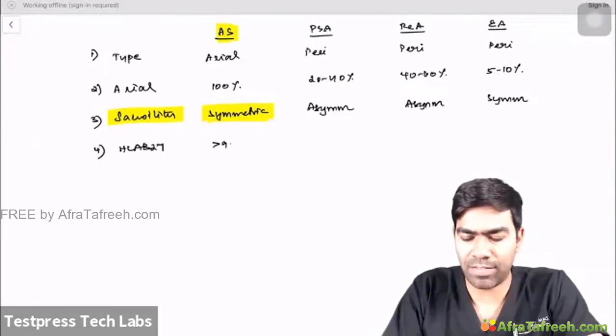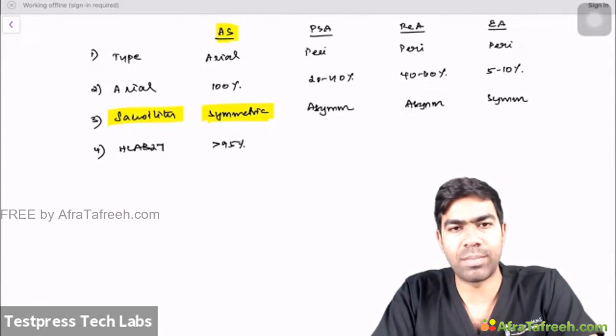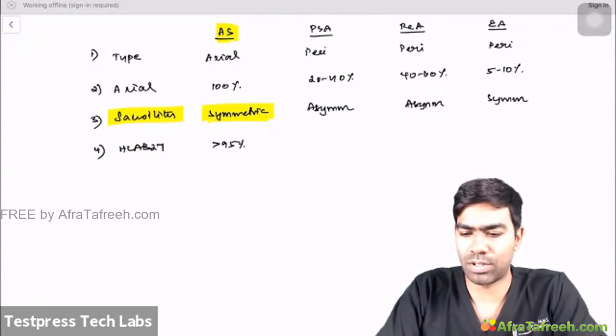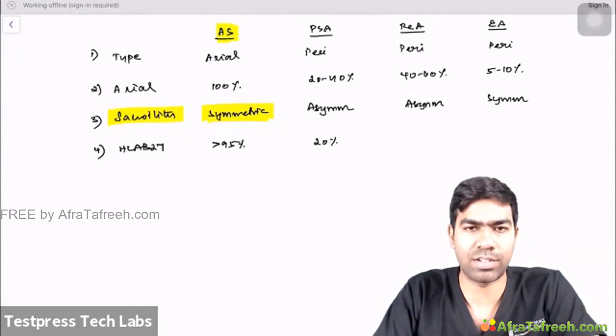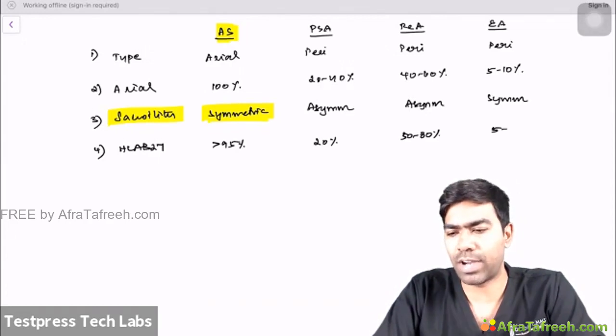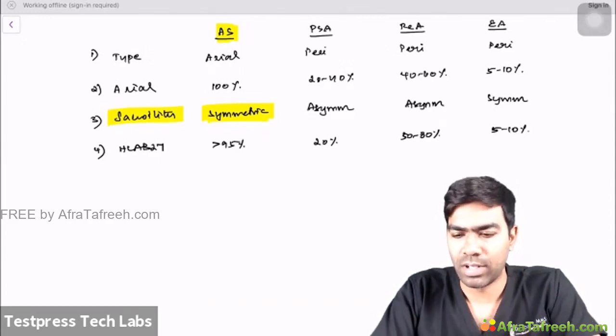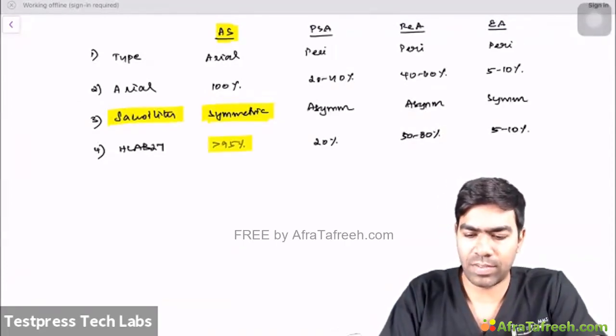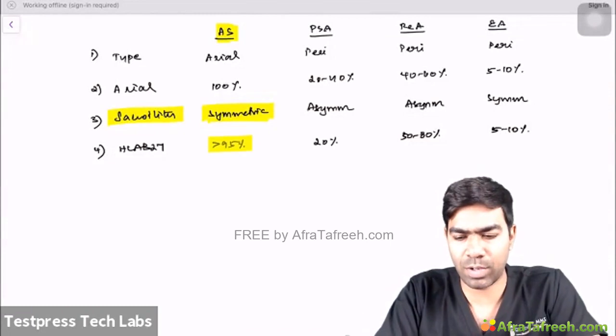Number four, what is the HLA-B27 association? Remember, more than 95% of the times, you will have HLA-B27 association in the setting of ankylosing spondylitis. And almost only 20% of the times, you will have association with psoriatic arthritis, 50 to 80% in the setting of reactive arthritis, and it's going to be 5 to 10% in the setting of IBD associated arthritis, which means the maximum association with HLA-B27 is again with ankylosing spondylitis.